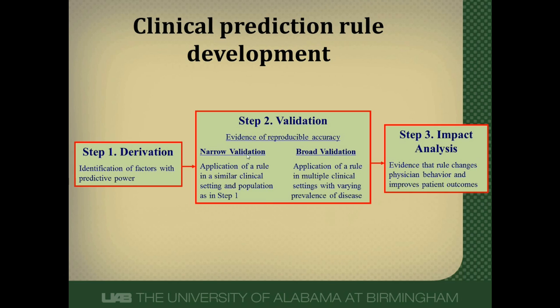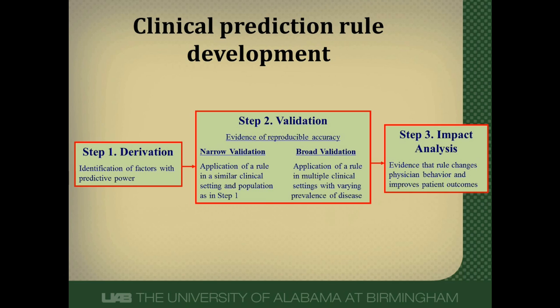There are two types of validation, narrow validation and broad validation. In narrow validation, what often happens is researchers will have a sample of patients, split them in half, derive the rule in the first half, and then test it to see if it predicts that outcome in the second half. That's okay, but we really like to see much broader validation, tested outside of that clinical setting in broader groups of patients. And finally, what we'd really like to see is impact analysis. Make sure that the rule matters in clinical practice.